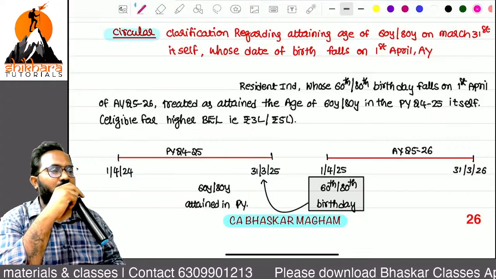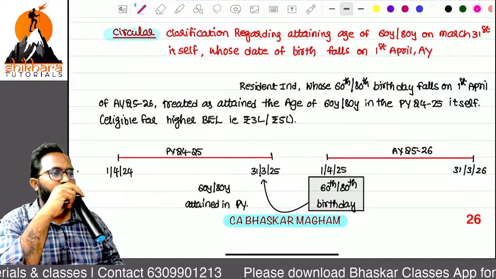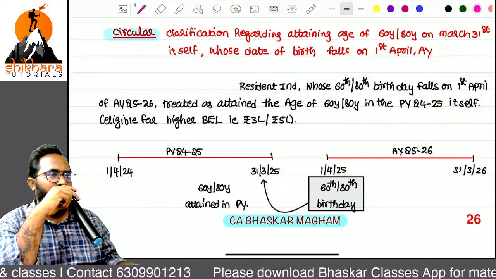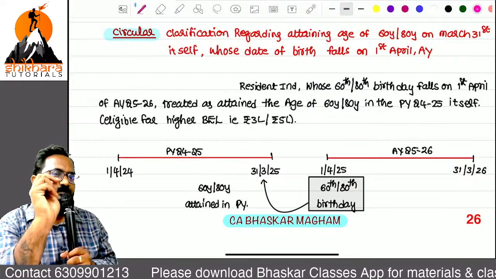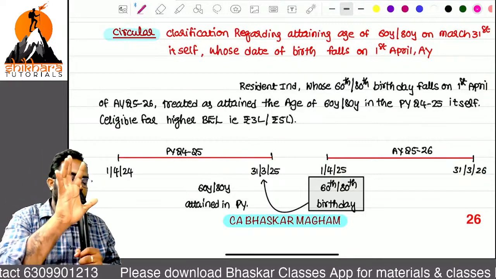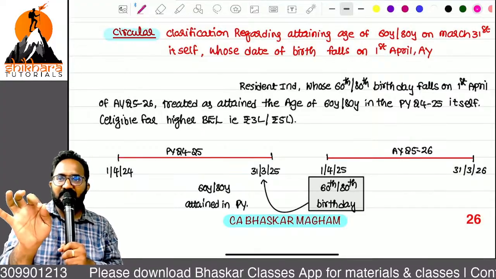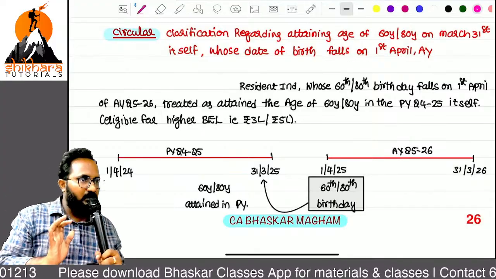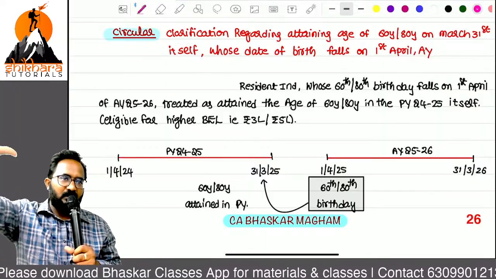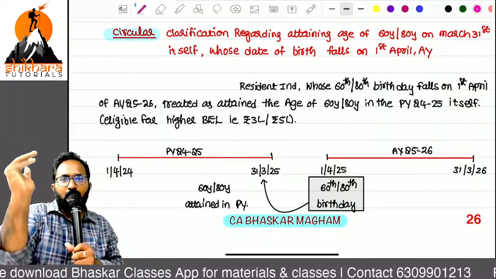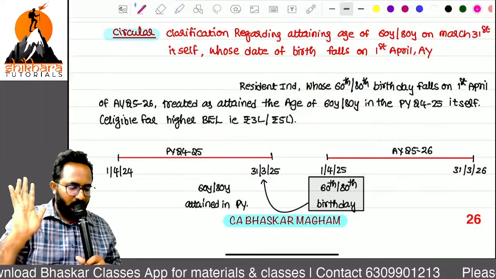Sir, when can we call one person a senior citizen? If you are 60 years of age, in the assessment year or in the previous year? Previous year. If you attain 60 years of age in the previous year, then we can call that person a senior. 60 or more than 60 is a senior citizen. 80 or more than 80 is a super senior citizen. Now.